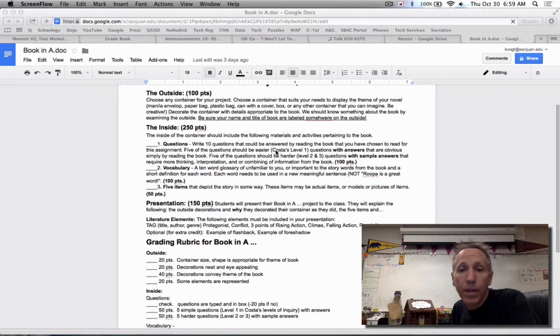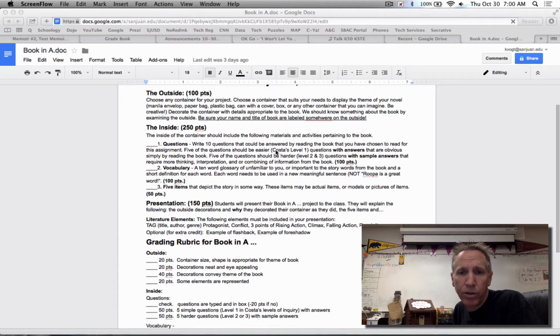Write it down. The other 5 questions, and by the way, you have to include the answers. Don't forget that. And then 5 of the other questions should be harder, level 2 or 3 questions with sample answers, because some of your level 3 questions might be like, what is the character motivation for the reason, something that is not in the book that you have to connect. We'll talk more about Costa's in class. So you may not have a necessarily 100% correct answer, kind of like interpreting a poem, but as long as you have text support that backs it up, then it's an okay sample answer.